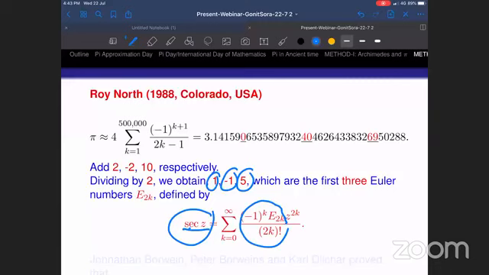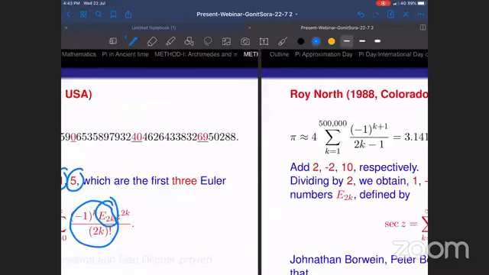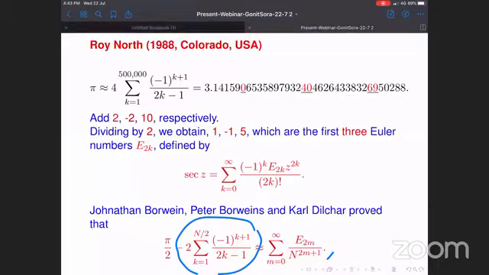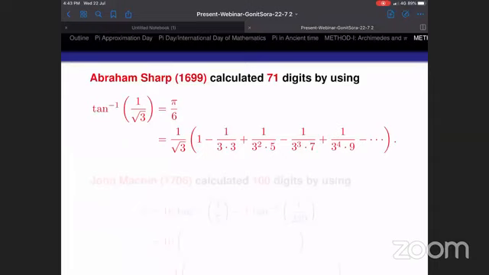And Jonathan Borwein and Peter Borwein actually proved that the difference between pi over 2 and these terms is asymptotically equal to this, right? And they explain the phenomenon why certain terms are correct and certain terms are not correct. Okay. And that happens also for other polylogarithmic functions.